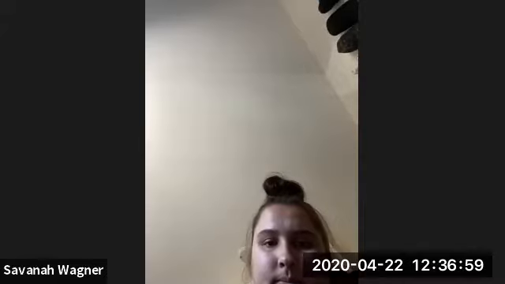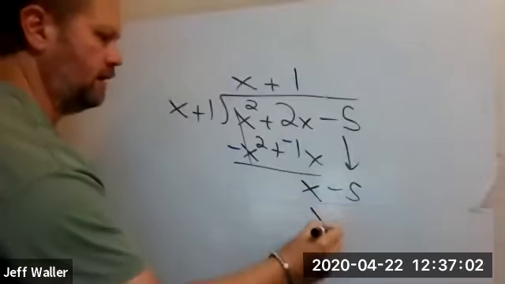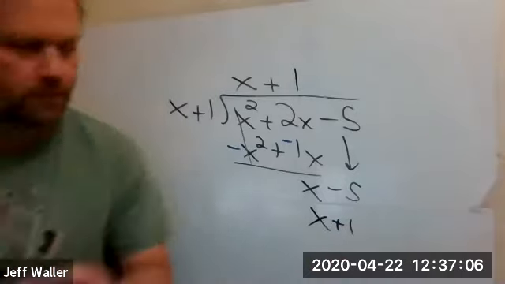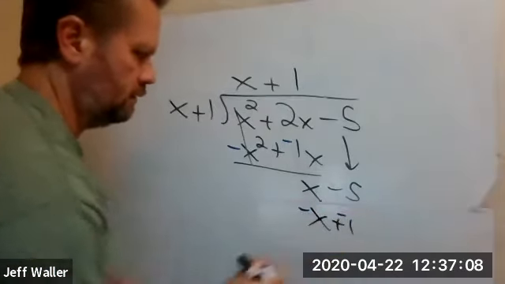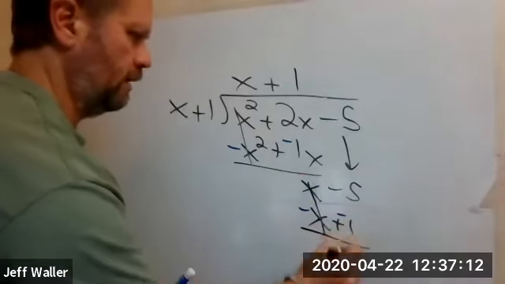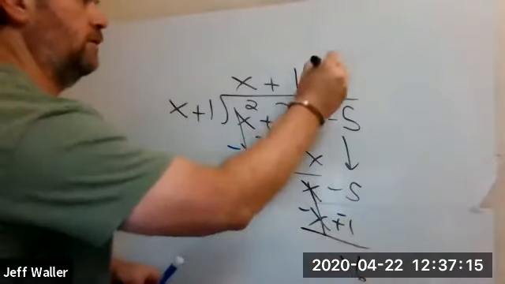So then 1 times x is x. 1 times 1 is 1. And then, of course, I change the signs. Plop. Negative 5 minus 1 is negative 6, and that's the remainder.